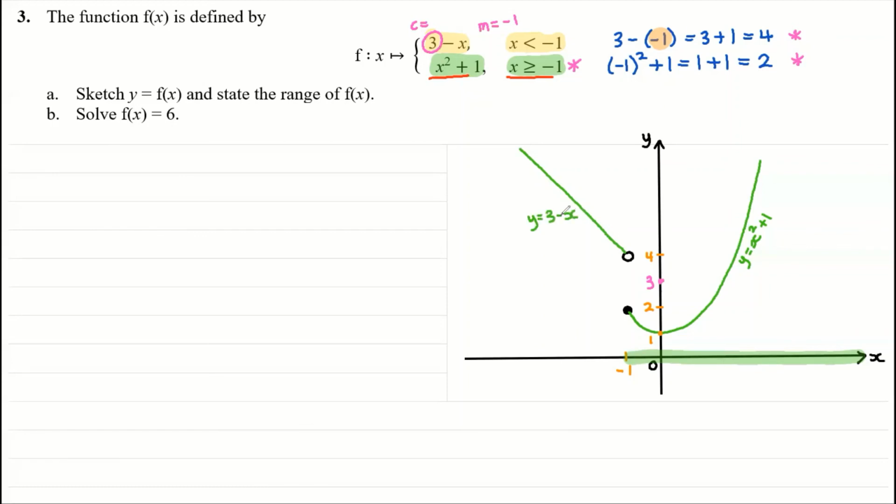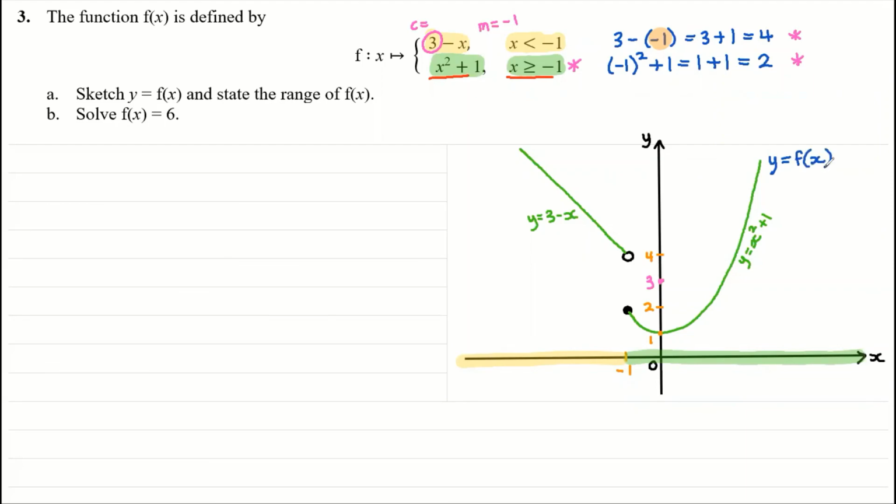All right, so we put all those different things together, and we now have a piecewise function with a discontinuity where x equals -1. And you'll notice that the 3 subtract x will now be valid for all x values strictly less than -1. Okay, so we'll just label this function as a whole now. So I've labeled the 2 branches, but the function, this is y equals f of x for the whole thing.